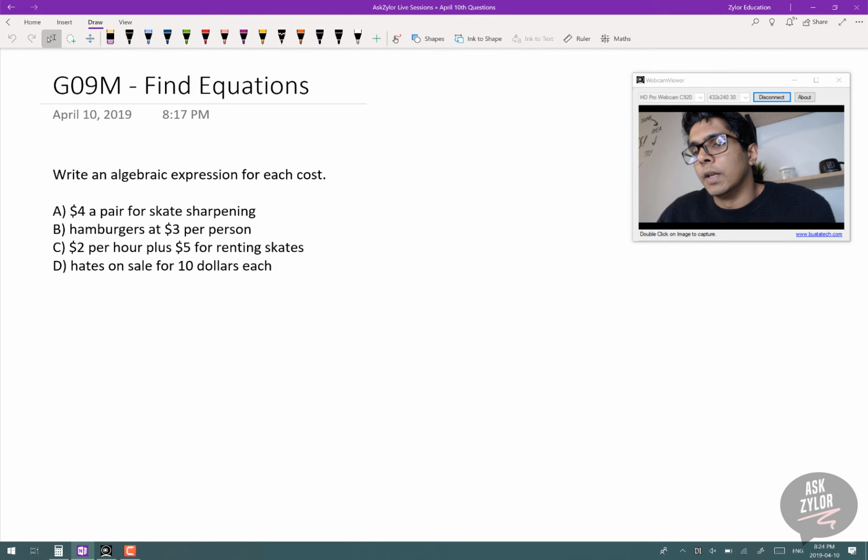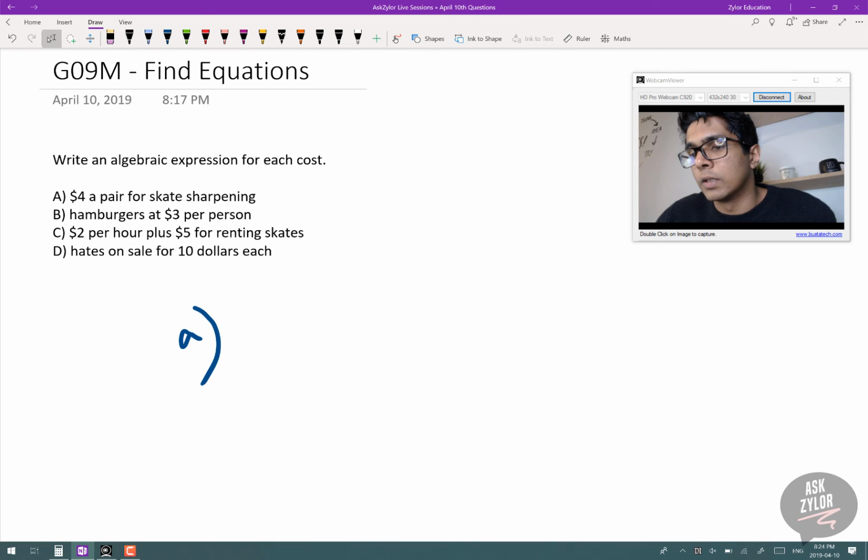So the next question is from a grade 9 math course. We're asked to find algebraic expressions for each cost. For each one of these, we're trying to find an expression that tells me what the situation is. For the first one, it's $4 a pair for skate sharpening. For part B, it's hamburgers at $3 per person, and so on. So let's do part A now.